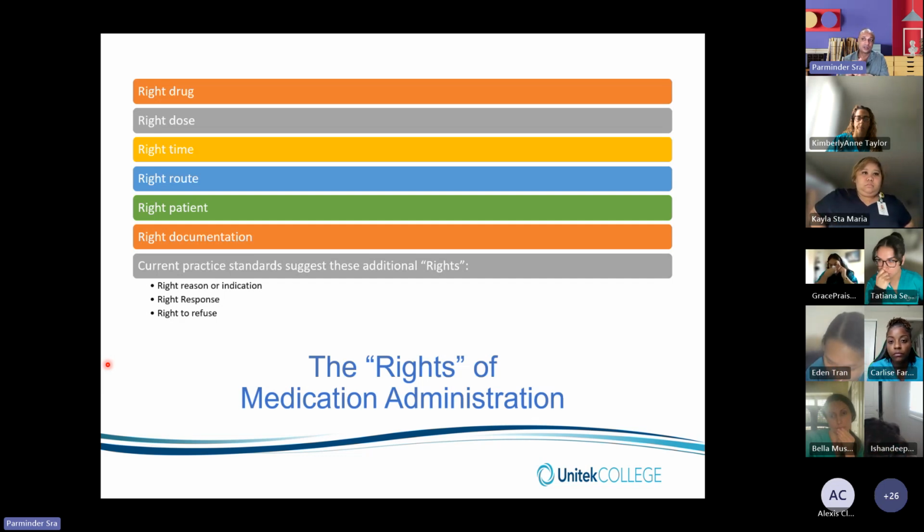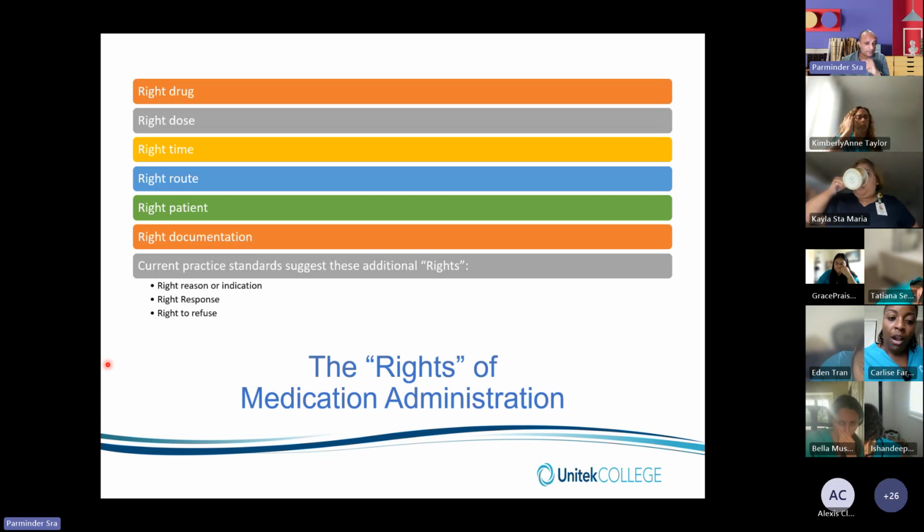Make sure each step is documented. Anything you do, make sure you document. Can you document it before you do it? Never. Never, ever. So make sure you document everything, because if you never document, it never happened. Okay. So let's talk about the rights of the medication.